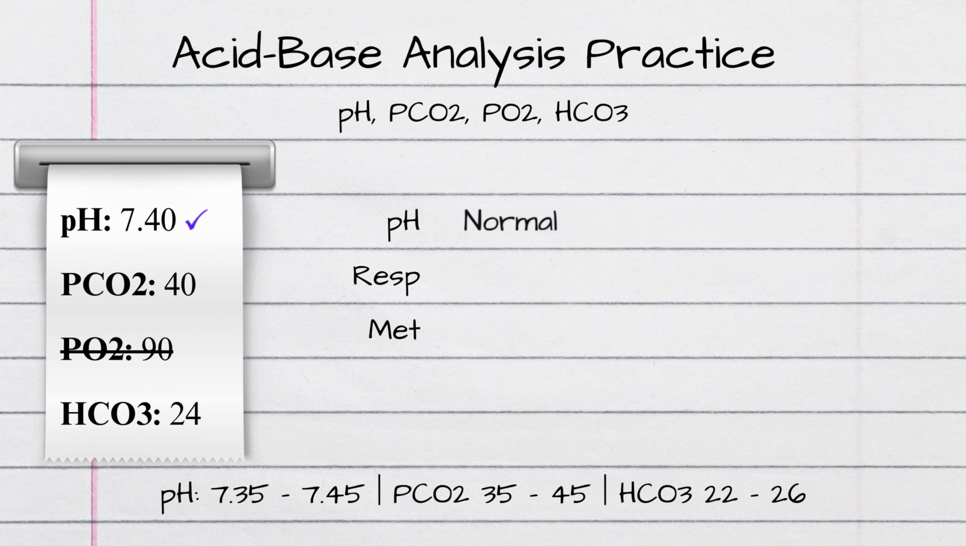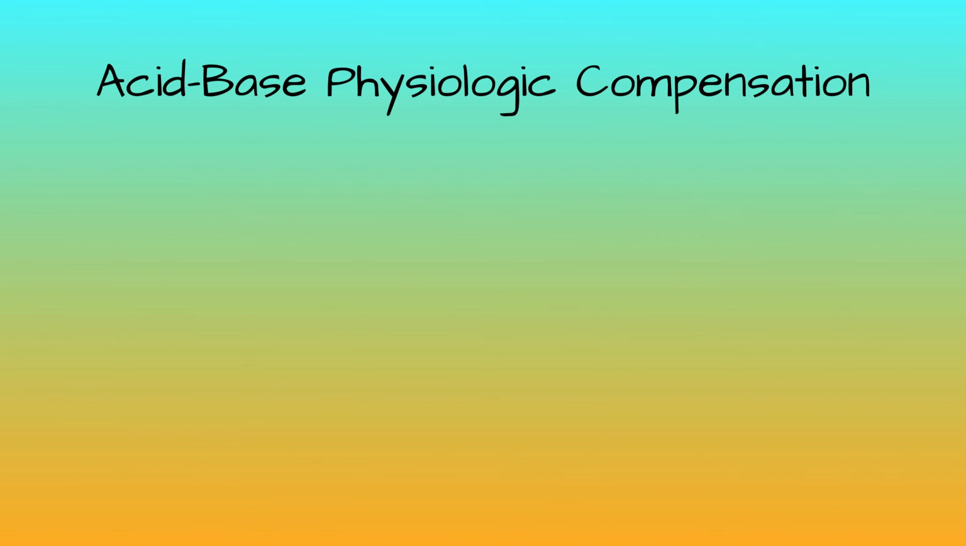Here we have a normal pH, a normal respiratory process, and a normal metabolic process. This is a stone-cold normal ABG. There is nothing pathological occurring in this patient, and we probably shouldn't have even checked an ABG on this patient. Those already familiar with ABGs know that we also look at something called compensation.